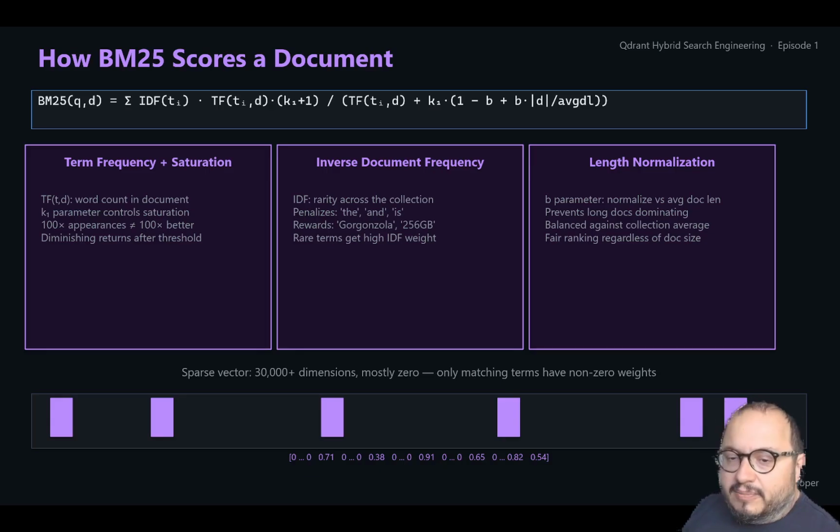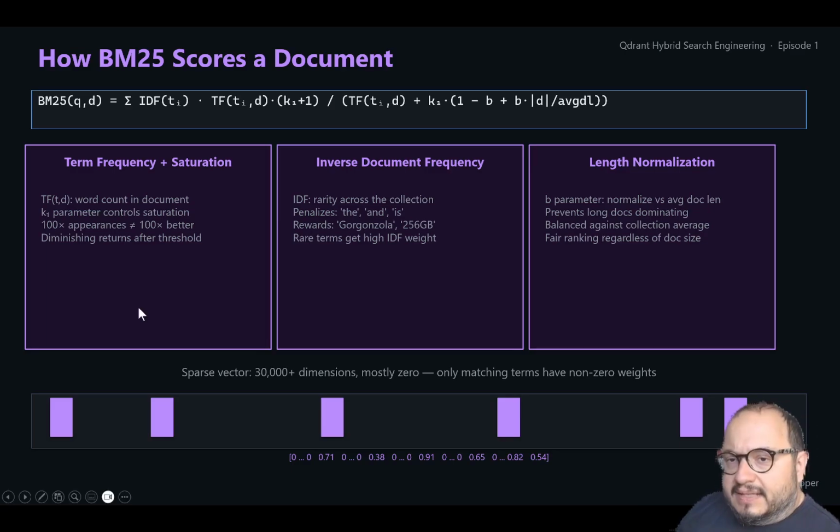Second, inverse document frequency. This is the rarity filter. A word that appears in 90% of your documents tells you almost nothing about relevance. Words like the, and, is. A word that appears in 1% of your documents is highly discriminative. BM25 weights terms by how rare they are across the collection. Common words get penalized. Rare, precise terms get rewarded. This is why gorgonzola in a query cuts through, and is far better than cheese.